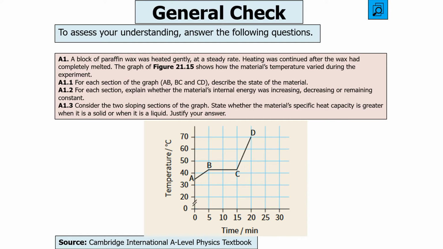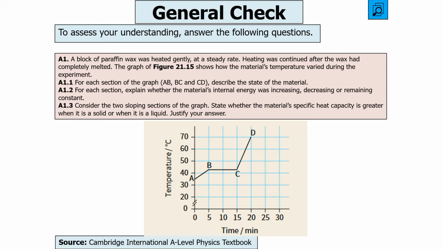The next question says, a block of paraffin wax was heated gently at a steady rate. The heating was continued after the wax had completely melted. The graph shows how the material's temperature varied during the experiment. For each section of the graph, describe the state of the material. For each section, explain whether the material's internal energy was increasing, decreasing, or remaining the same.